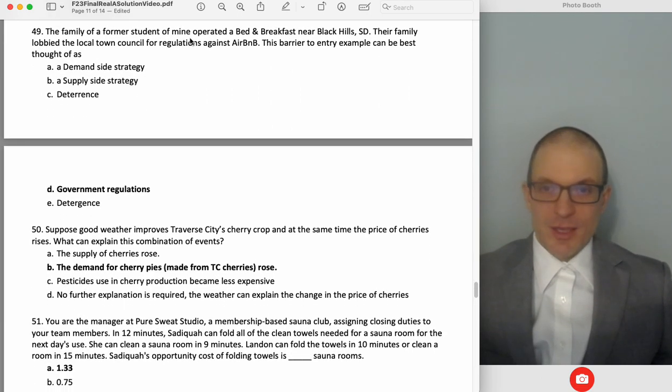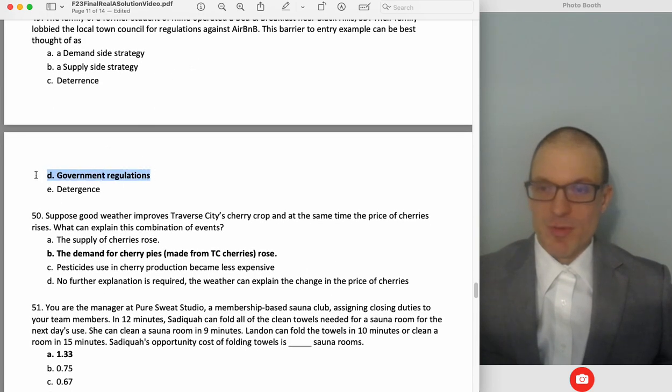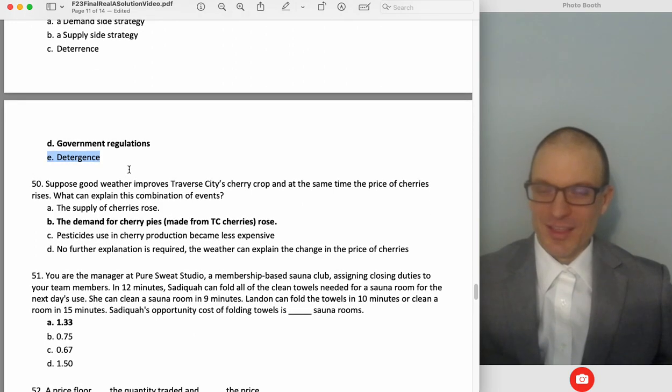Let's see. So a family had a bed and breakfast. They lobbied the local town council for regulations against Airbnb. Oh, this is government regulations, right? So think of the slide of the fence and all the barriers to entry. There's demand side, supply side, deterrence, government regulations, not detergents, right? That's like doing laundry or something.